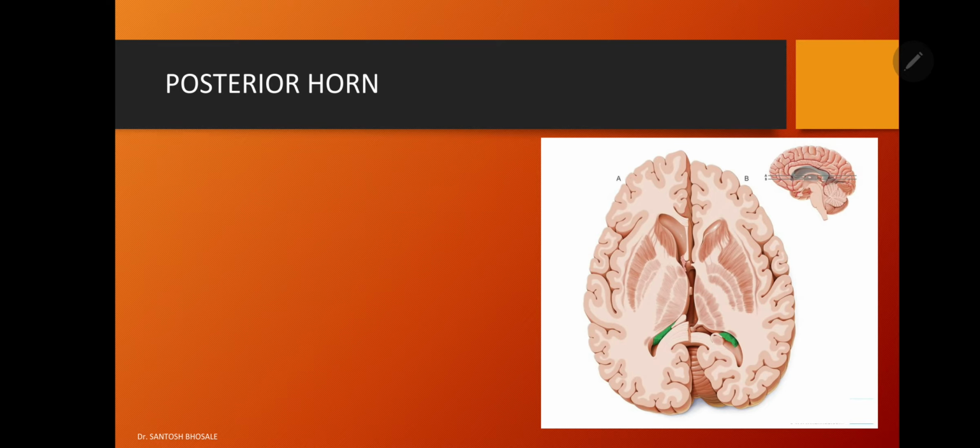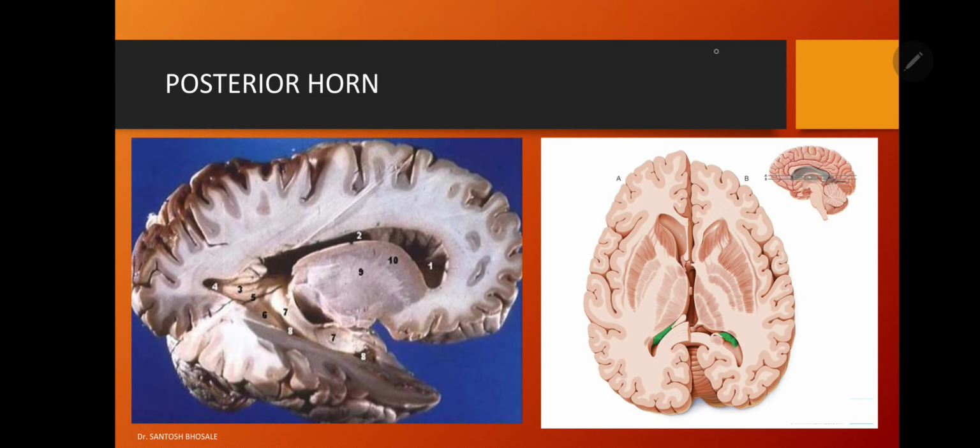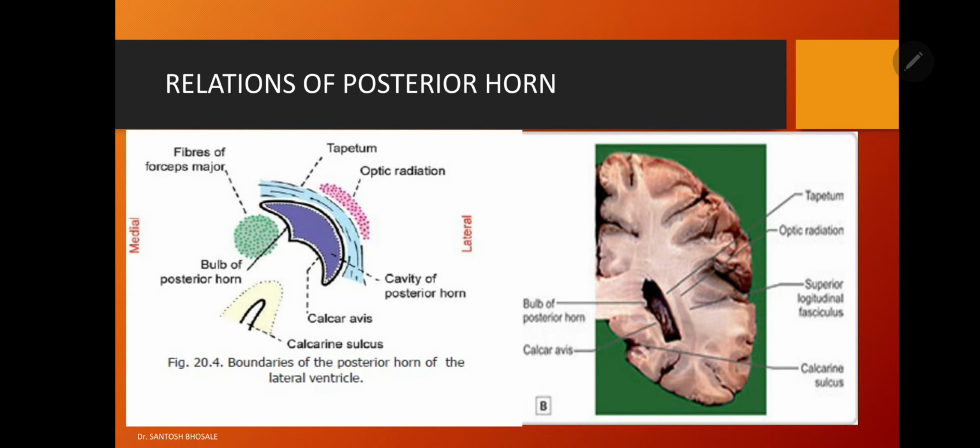Longest is the inferior horn. You can see the extent here. This much is the posterior horn. This you have seen, this is the body, anterior horn, and this one is the inferior horn, and this area is called the atrium, the junction zone. And when you see the shape of the posterior horn, it is roughly lenticular.